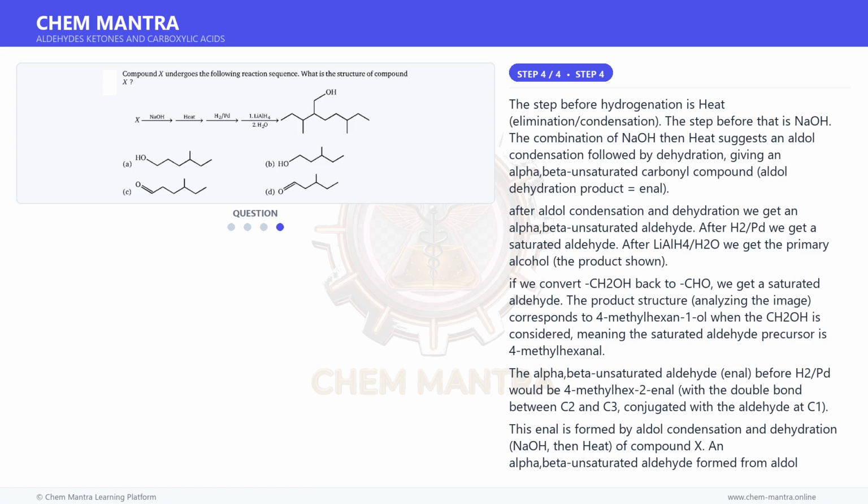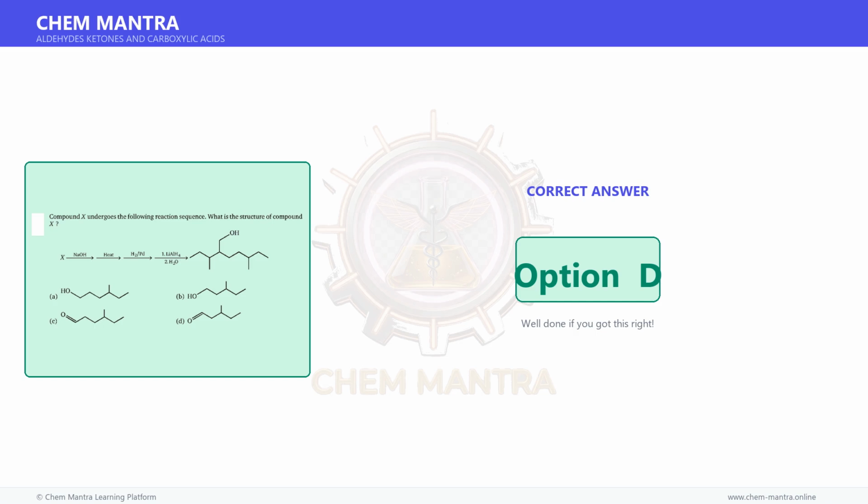A and B are already alcohols. They would not undergo the NaOH, heat, H2/Pd sequence to give the product. C is a longer chain aldehyde, 5-methylheptanal, that would give a different product with extra carbons not matching the shown product. Only D, 4-methylhexanal fits the retrosynthetic analysis. Therefore, the correct answer is option D.